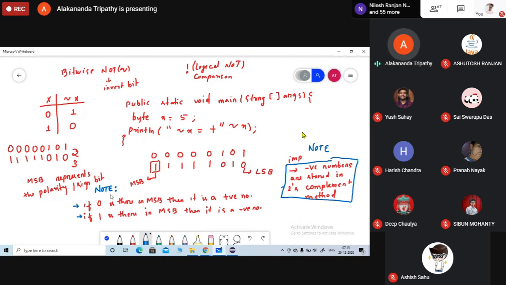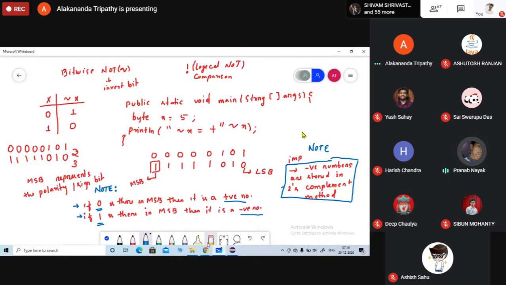If there is a 0 in the MSB, then it is a positive number. If it is 1, then it is a negative number. Have you noted it down? Yes, ma'am. Srinath, are you there? Yes, ma'am, I'm here.